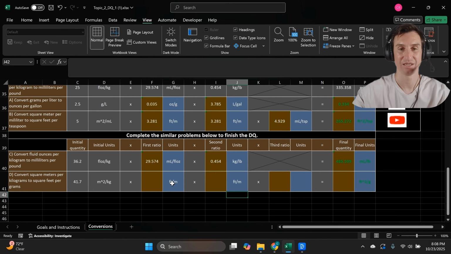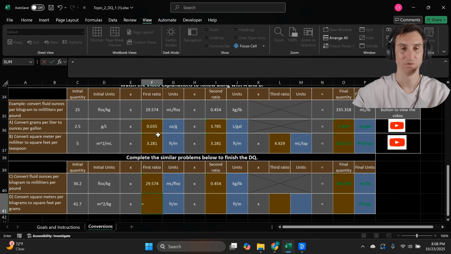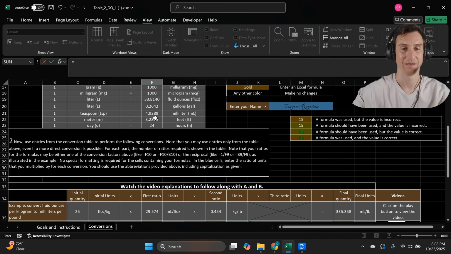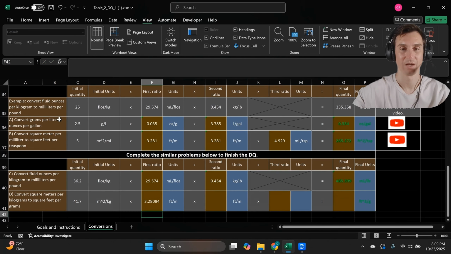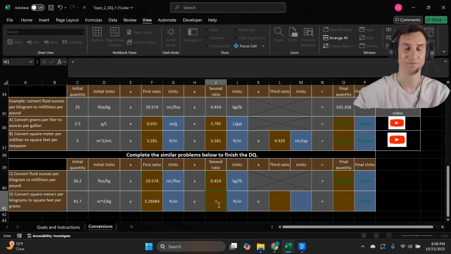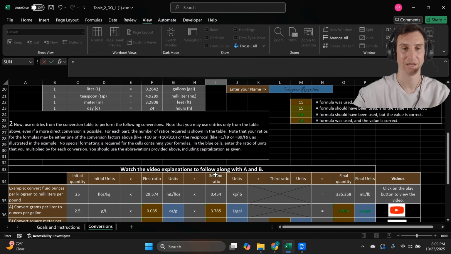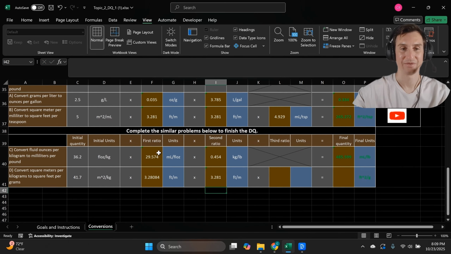We want feet first, then meters. We'll put an equal sign. We're looking for feet and then meter. So here's feet divided by meter. F22 divided by B22. Enter. We're going to do the same thing one more time. Equals. And again, it's the same conversion. Feet divided by meters. So again, F22 divided by B22. Perfect. So now we have successfully converted square meters to square feet.